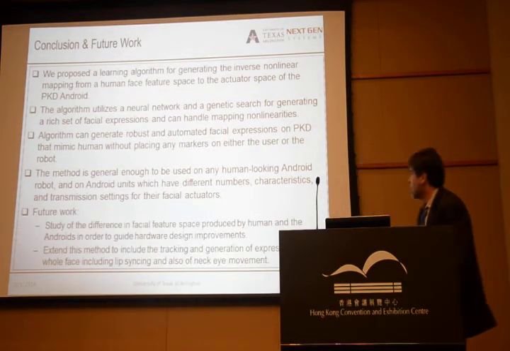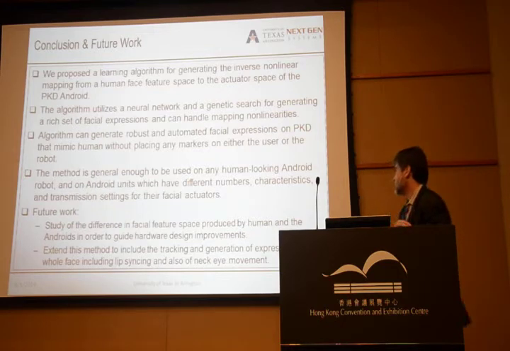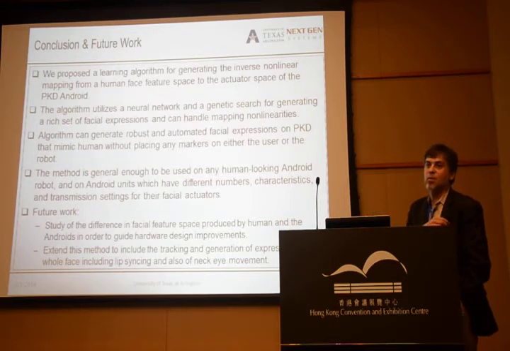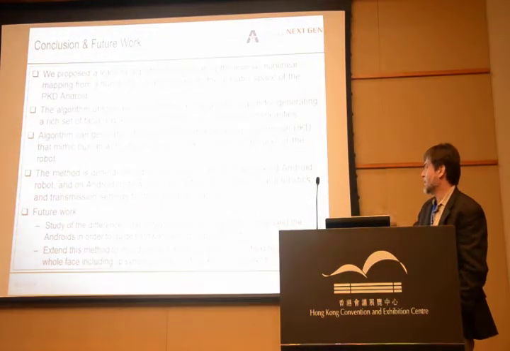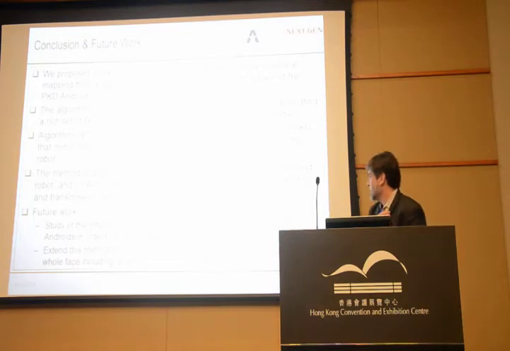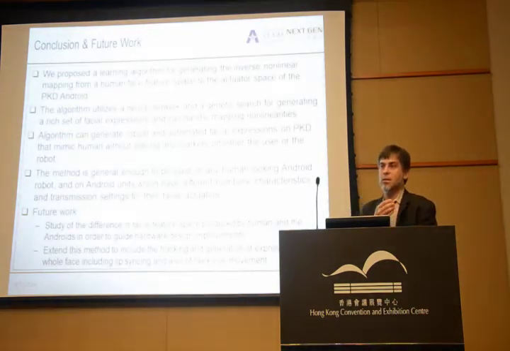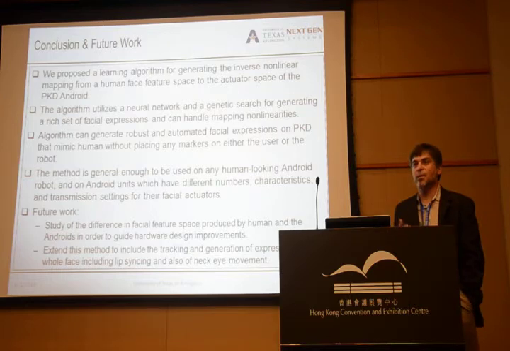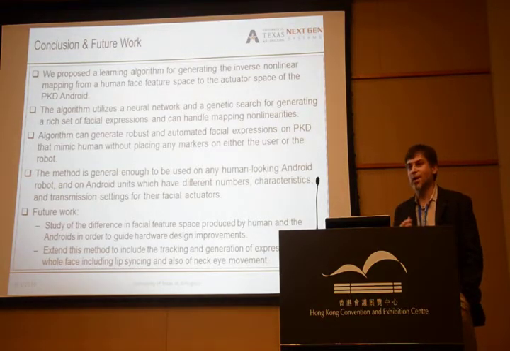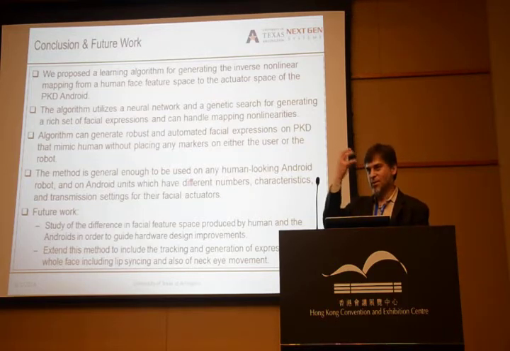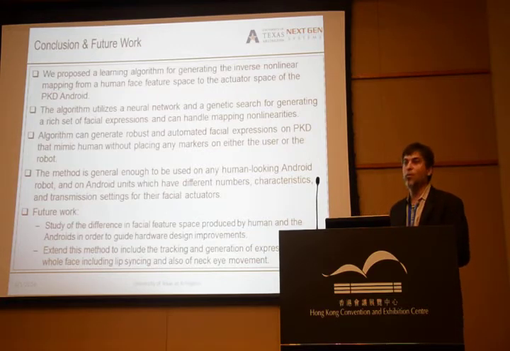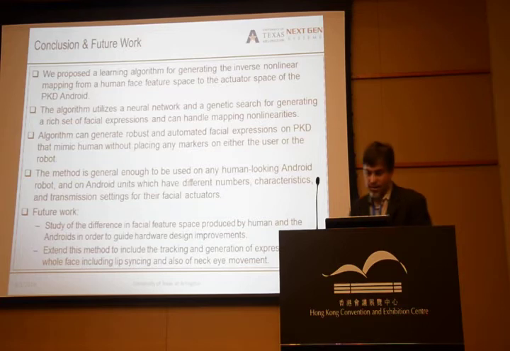In the future, we want to look at design improvements on the robot itself that will minimize this difference. Another thing I wanted to say is that in this case, face and eyes, some of the actuator space of the robot is decoupled. Mouth motion has little to do with eyebrow motion, so it makes no sense to train a neural net for the whole space. We have it decoupled right now, but we want to look at the full face, not just the mouth but also the eyes, and also couple that with the neck and eye movement.